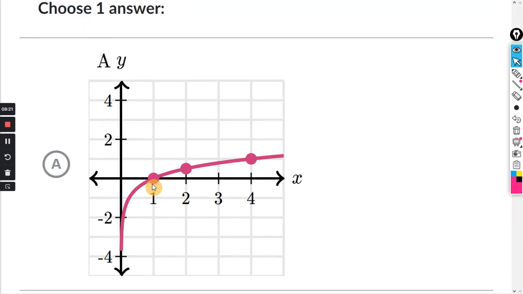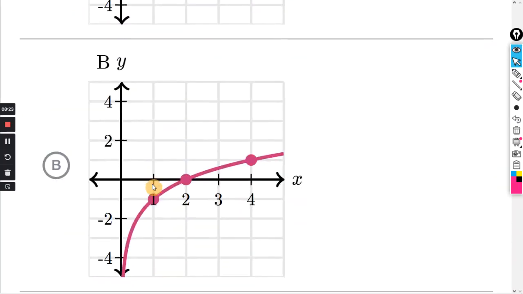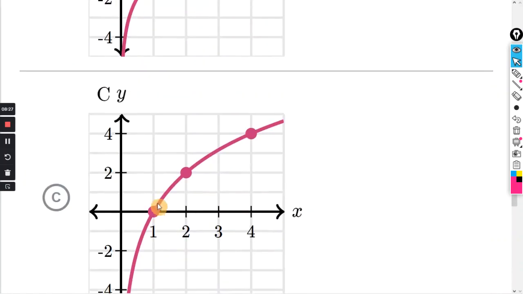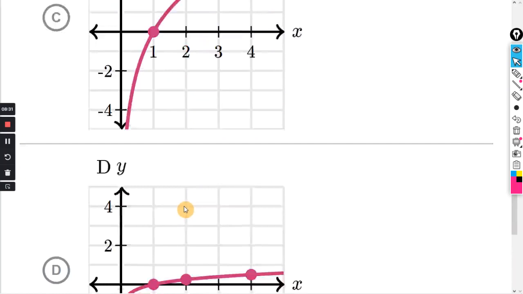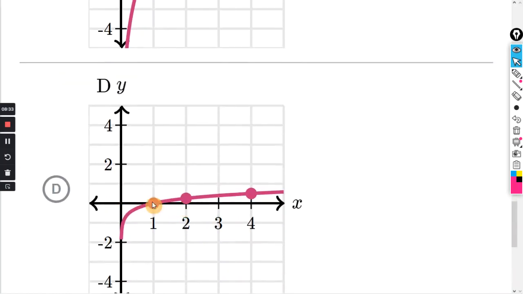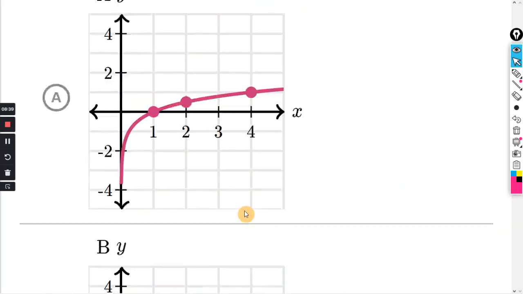This is at 0, this is at 1/2, and this one is at 1. So I'm pretty confident it's A, but let's double check. This one's not at 0. This one's at 0, and now it's at 2, so that one's wrong. And this is at 0, this is like 1/4, and this is like 1/2. That's no good. So clearly it's answer A.